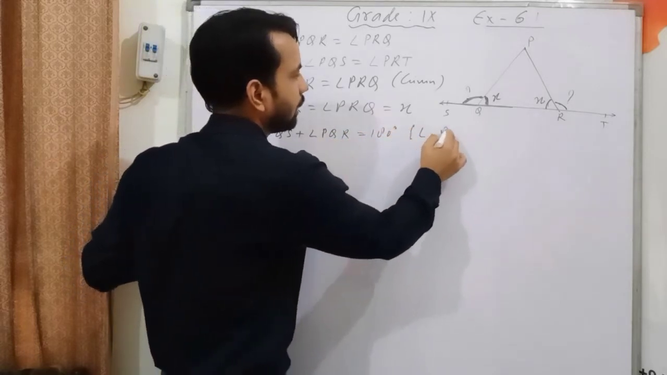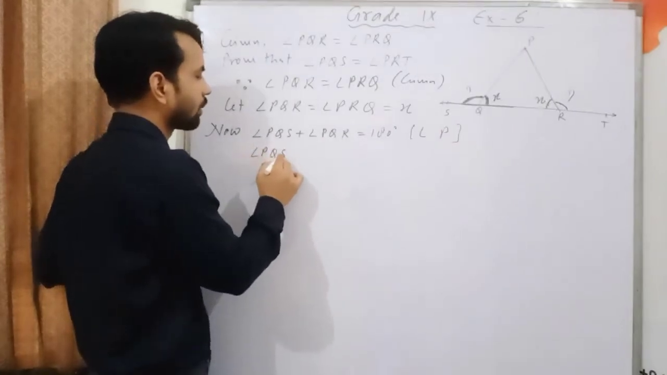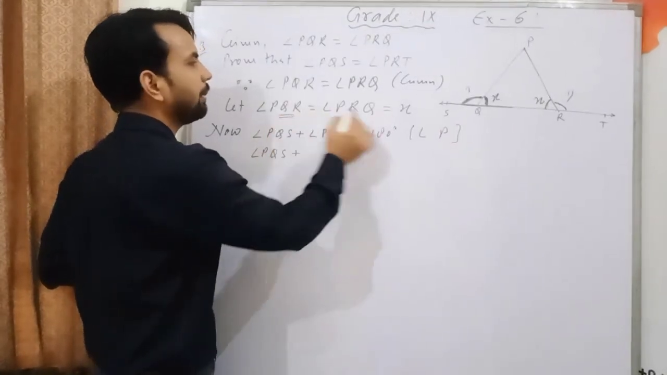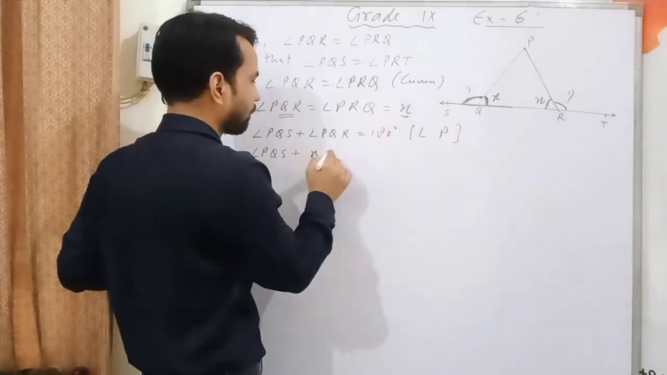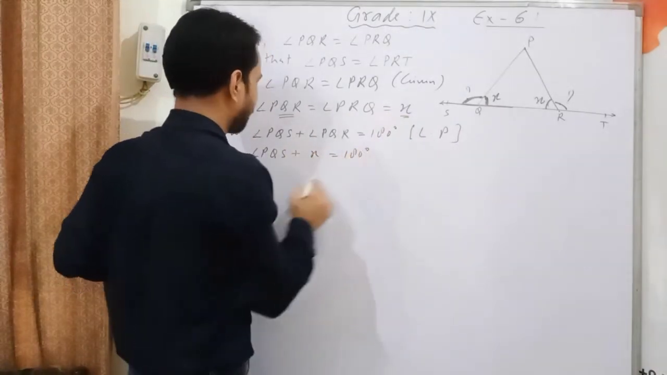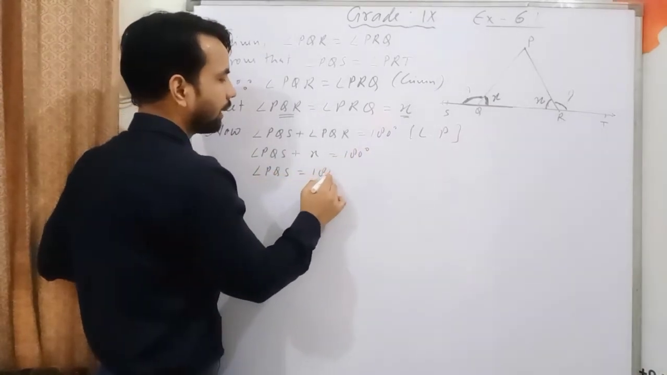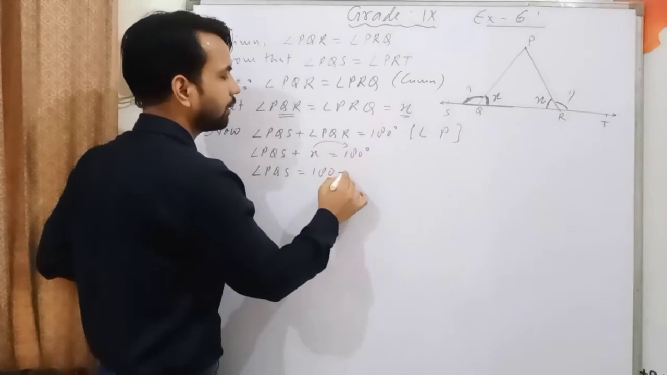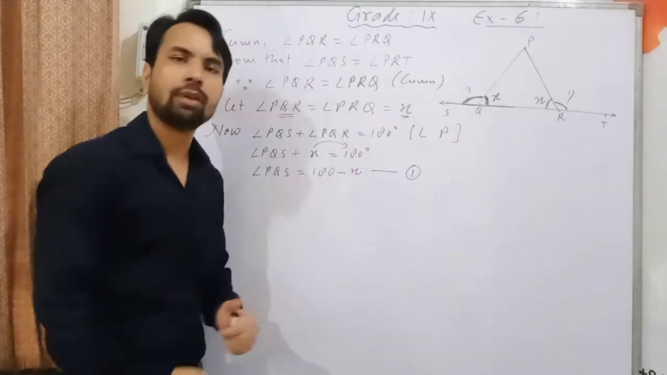Reason is linear pair. Now PQS will remain same plus PQR. बेटा PQR को हमने क्या कंसीडर किया? X. So we will have to write here x equals to 180 degree. Now angle PQS equal to 180, and this x will be shifted here, so it will be minus x. Now call this equation number 1.